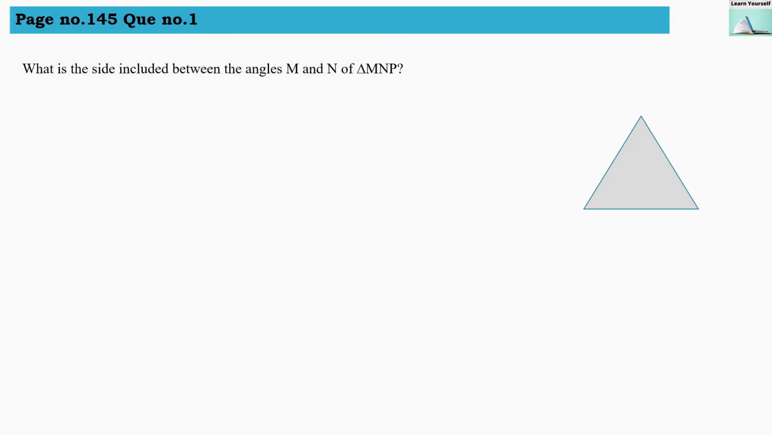Try these sums from page number 145. Question number 1. What is the side included between angles M and N of triangle MNP? So this is our triangle M, N and P. Now side included between the angles M and N. So this is our angle M and this is angle N. So side included between these two angles is this, and this side is MN. So answer is MN.